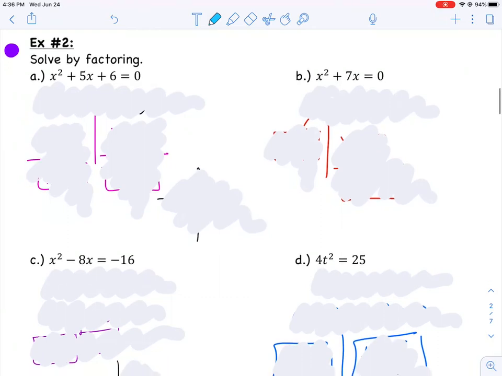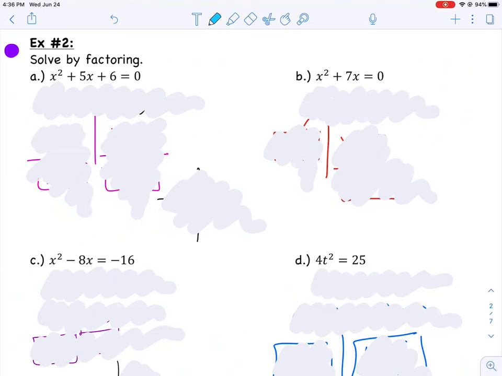So looking at example number 2, it asks us to solve by factoring, not just factor, but solve by factoring. So we need to go all the way down and make sure that we have answers that say x equals. Okay, so let's follow the 8 steps now in factoring. The first one is making sure everything's in order and all to the same side of the equal to sign, which it is on this one. Then make sure to look for a GCF. On A, there is no GCF.